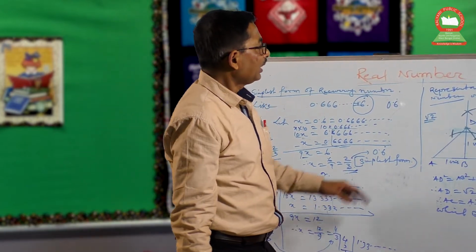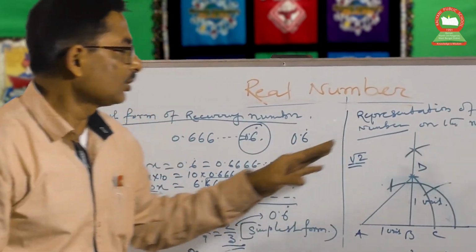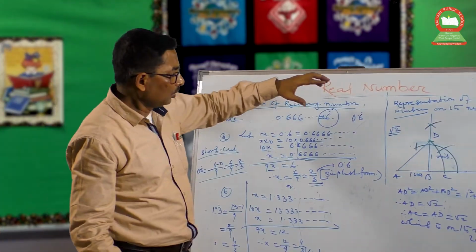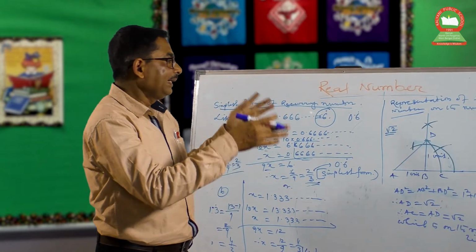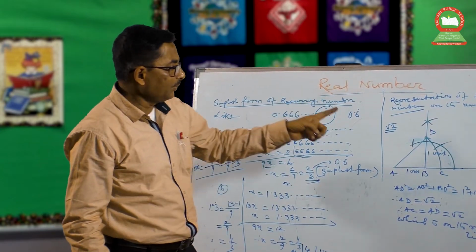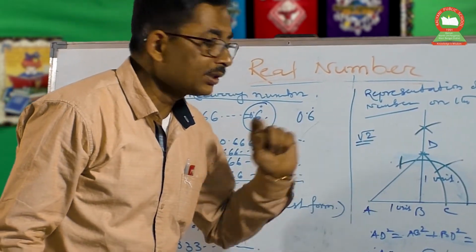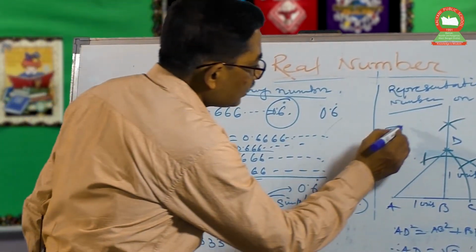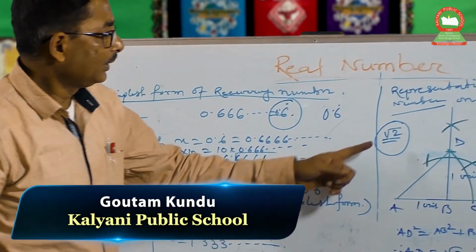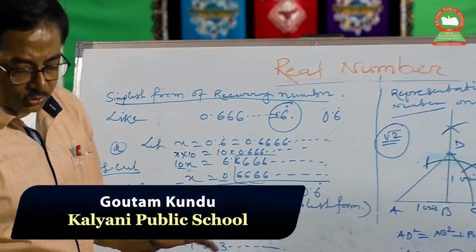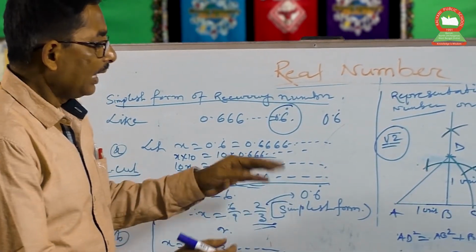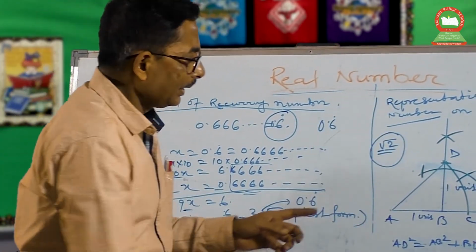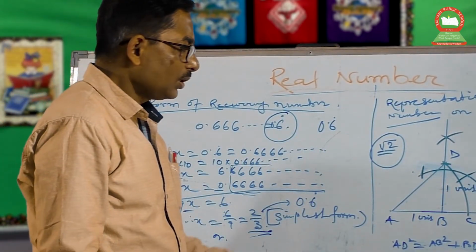Next we come to the representation of an irrational number. We have seen how to show a number on the number line. It is difficult to show an irrational number on the number line. How to do that? I am showing one irrational number, root 2. It is very difficult to get this within the scale and compute it on the number line. Then how can we solve this?